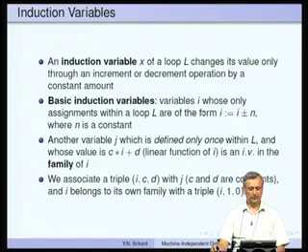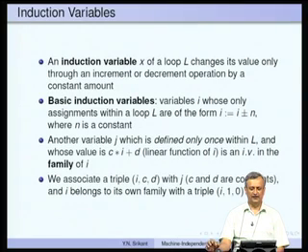Now, we come to the next optimization, which is induction variable elimination and strength reduction. So, let us see what an induction variable is. There is a variable x in a loop L, and if that variable changes its value only through an increment or decrement operation by a constant amount, so i equal to i plus or minus k, where k is a constant.